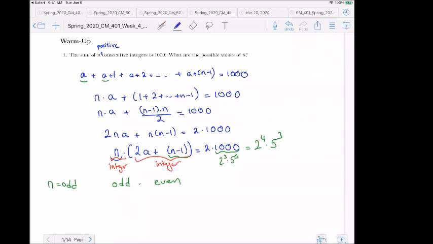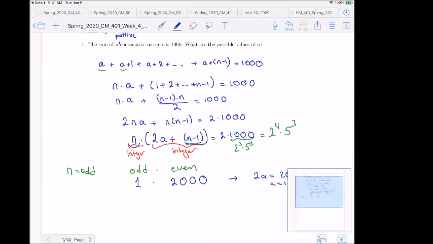If n is odd here, so for example, n is 1. And then we can see that this is going to be 1 times 2000, right? Because it's 1 times 2,000, you know that n minus 1 is 0. So what is 2a going to be? Then 2a is going to be 2,000. a is 1,000, and that works, right? You just have one number that is going to be 1,000.